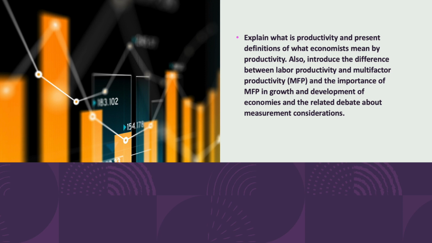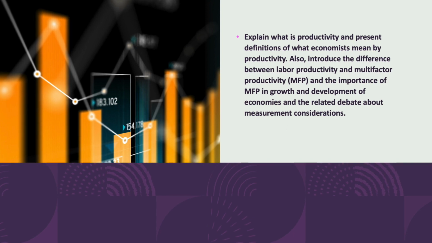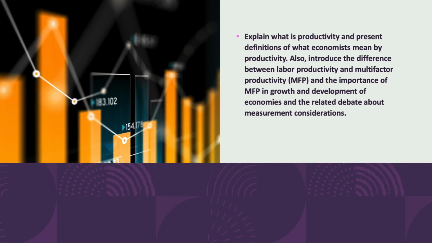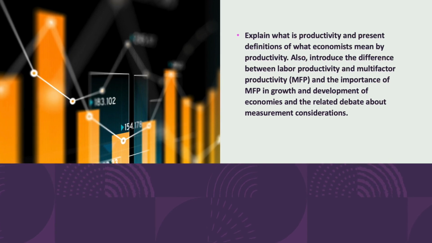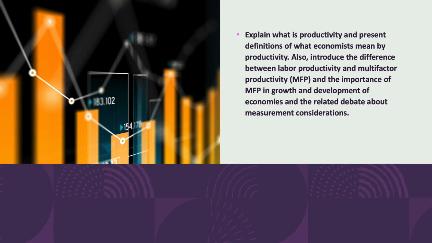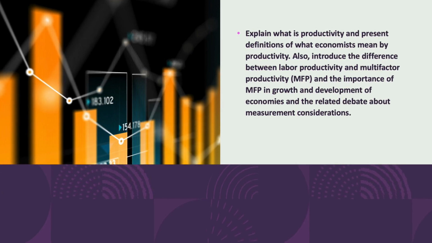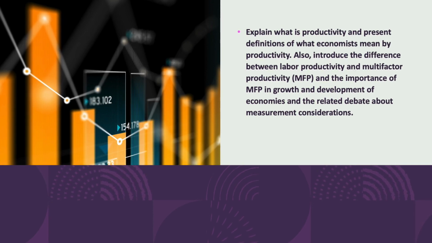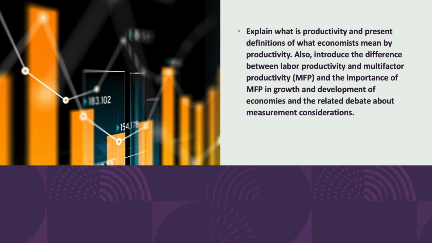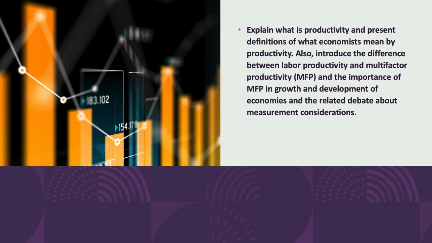Productivity is how efficiently labor and resources are being used during production. What economists mean by productivity is a measure to evaluate the rise or decline of living standards. Labor productivity is the ratio of output per hour worked, and MFP is the output per unit of labor, capital, and sometimes intermediate inputs combined. The importance of MFP in the growth and development of economies is that by looking at MFP in detail, it helps us understand productivity better.